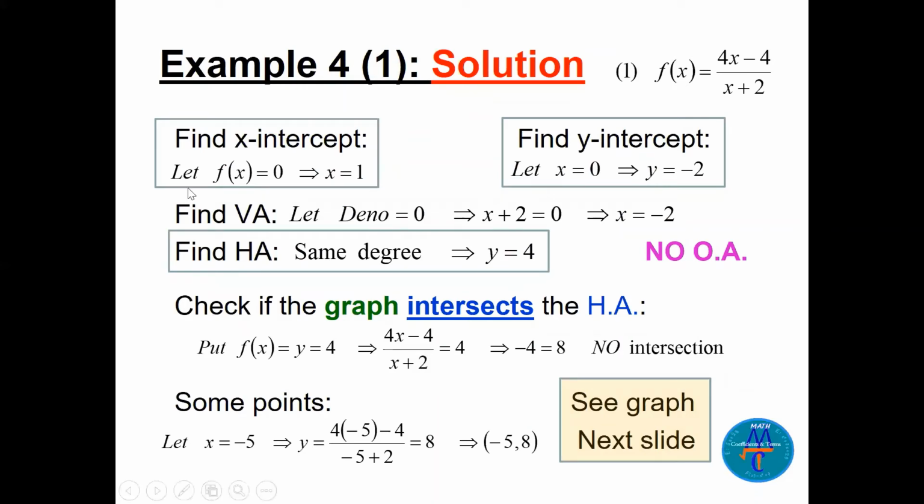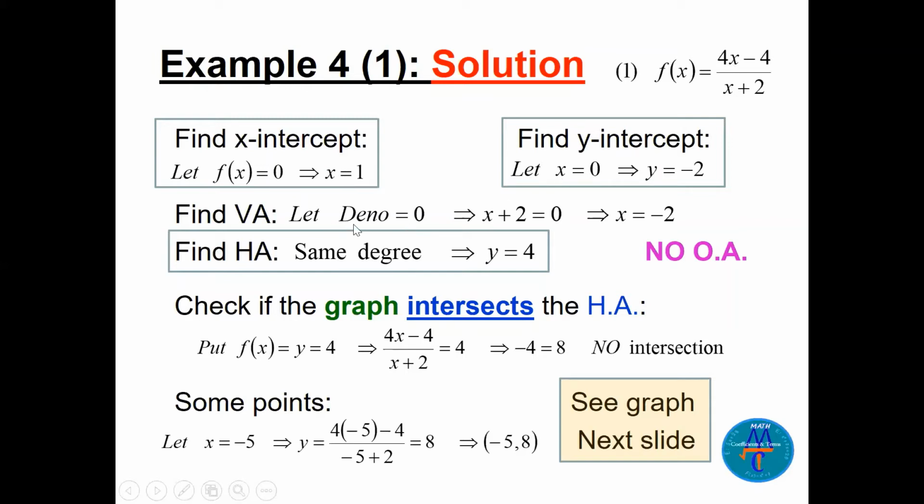So the first one, let's find the x-intercept. Put y equals 0 here. See, y equals 0. Cross multiply, so x will be 1. Easy. Y-intercept, let x equal 0. With x equal to 0, y will be minus 2. So we have 2 points there.